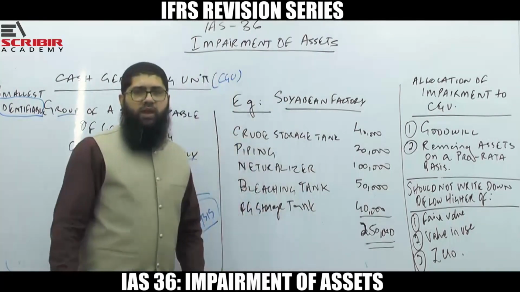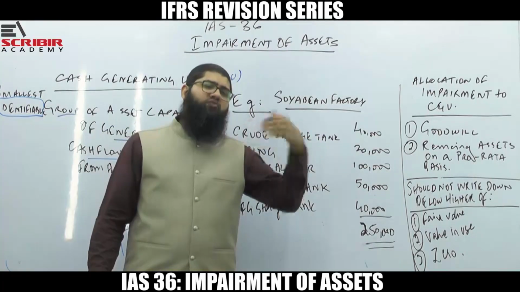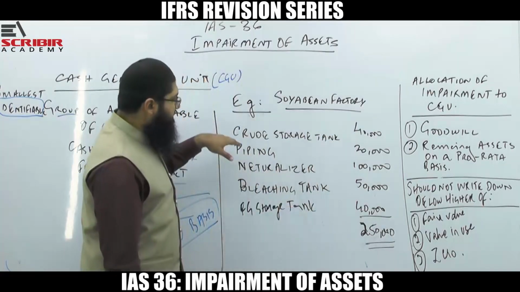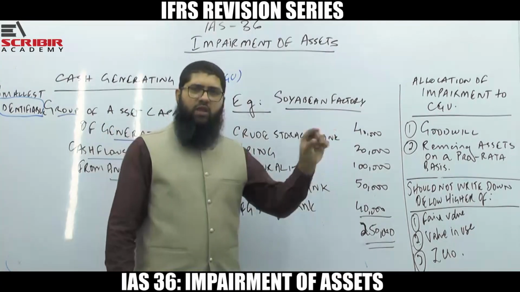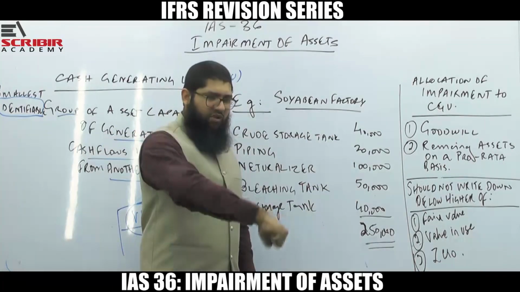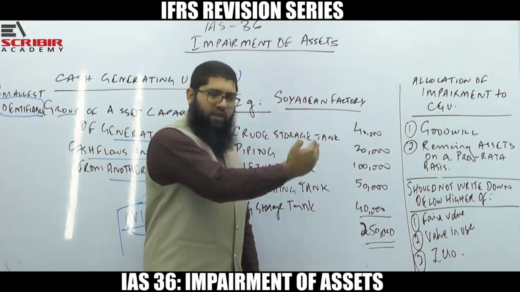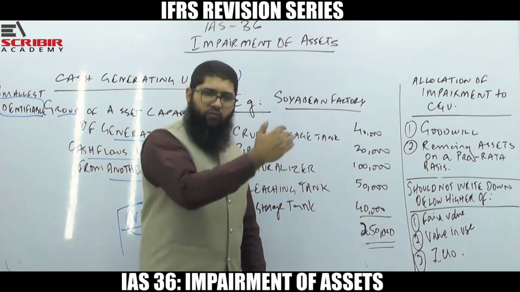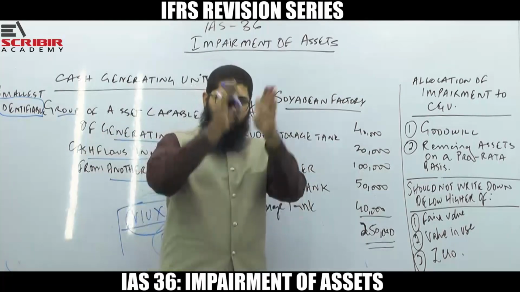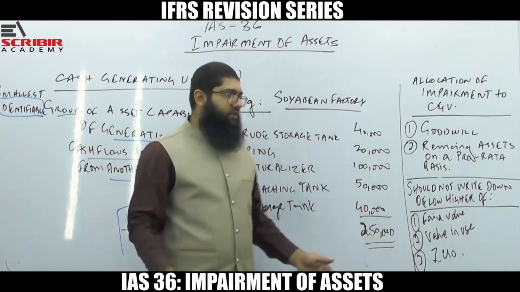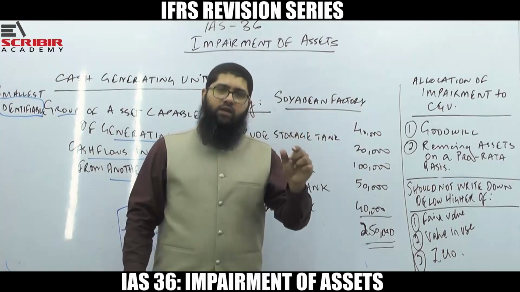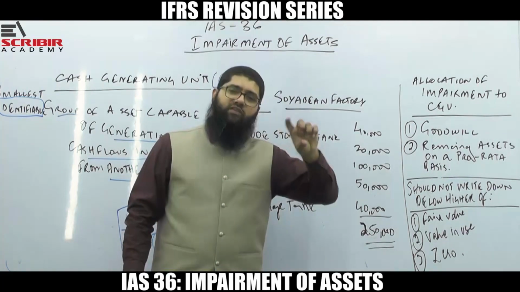soybean oil. And there are multiple assets that any soybean factory would have with respect to production of soybean oil. And that is the crude storage tank where the crude oil pertaining to soybean is stored. The pipings which travel the soybean from one tank to another tank, from one process to another process. Then the neutralizer, which actually neutralizes that oil, removes the acidic content. Bleaching tank, you could see that the cooking oil has got the same color. So that same color is because all of this is bleached out.